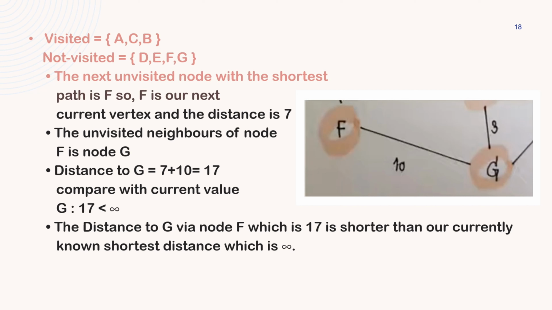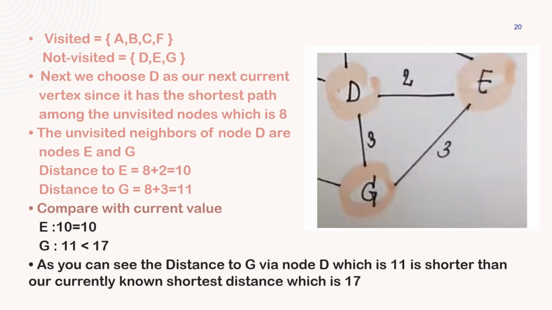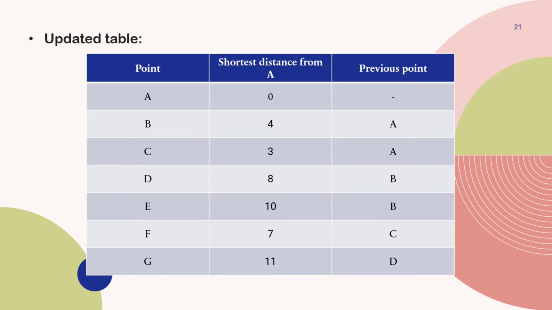Visited is A, B, C, F and not visited is D, E, G. Next, we choose D as our next current vertex since it has the shortest path among the unvisited nodes, which is 8. The unvisited neighbors of node D are nodes E and G. Distance to E is 10 and distance to G is 11. Compare with current value. As you can see, the distance to G via node D, which is 11, is shorter than our currently known shortest distance, which is 17. This is the updated table.